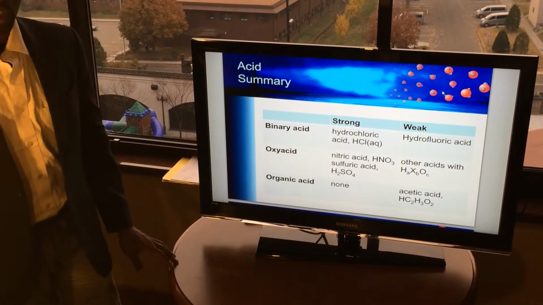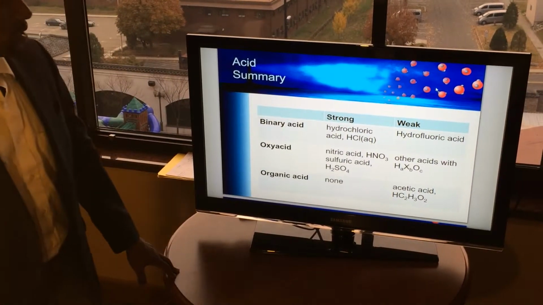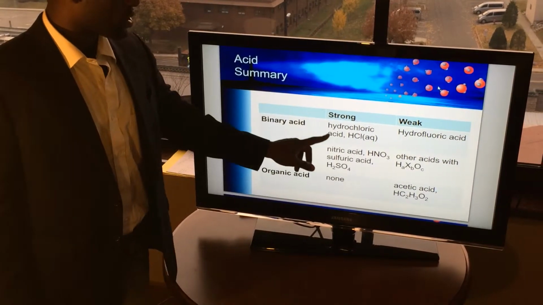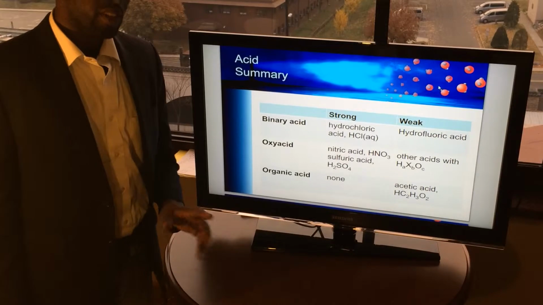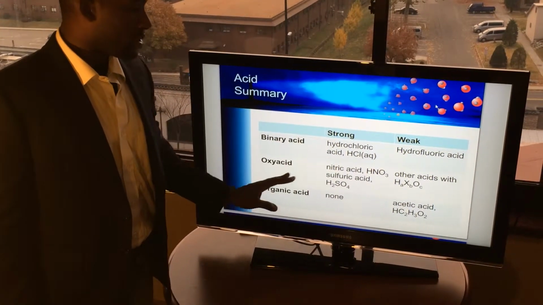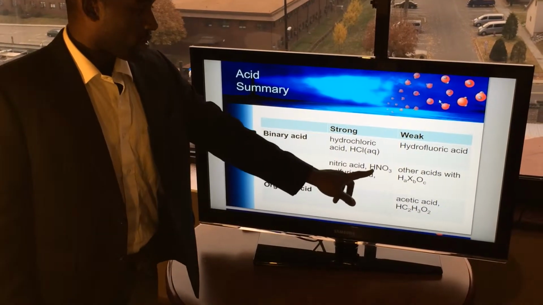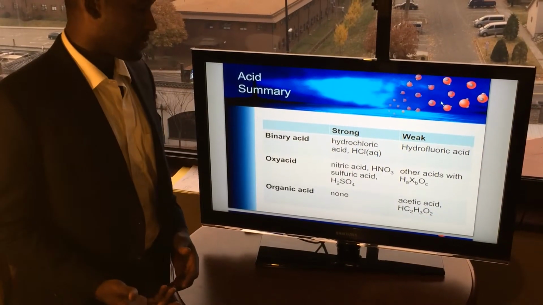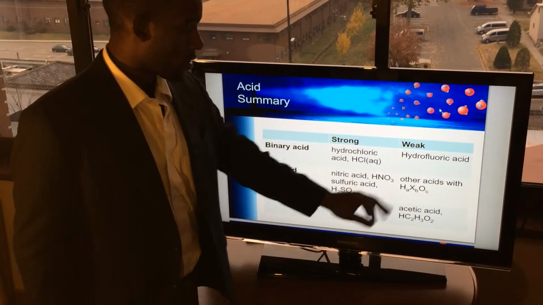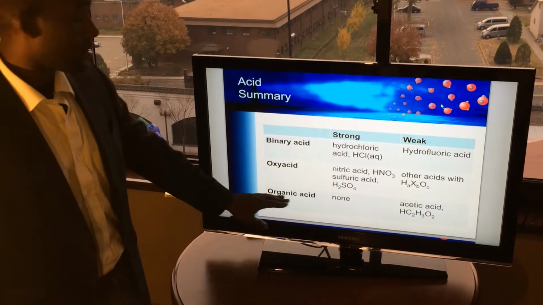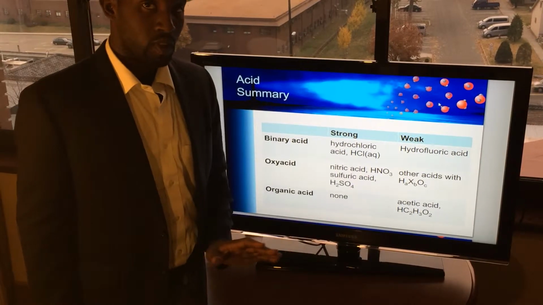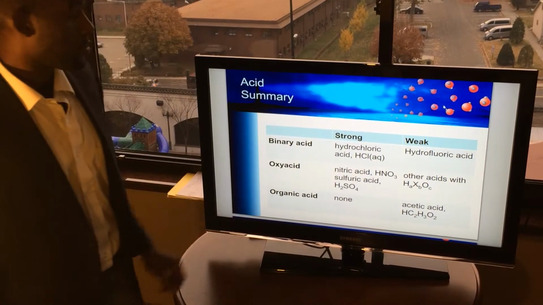So based on these properties, we can characterize the acids in different categories. The binary acids are strong, such as hydrochloric acid, but you also have some weak, like hydrofluoric acid. Oxyacids are the acids which become neutral when you add hydrogen, and some of them are weak. Organic acids, none of them are strong. And acetic acid is a type of organic acid.